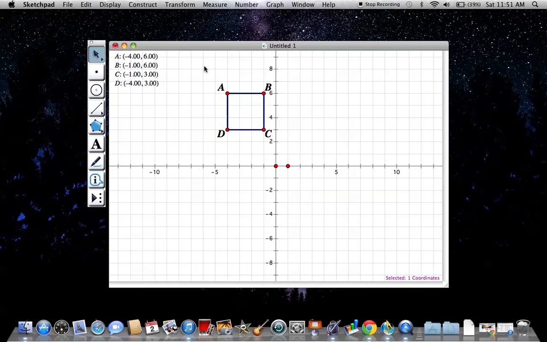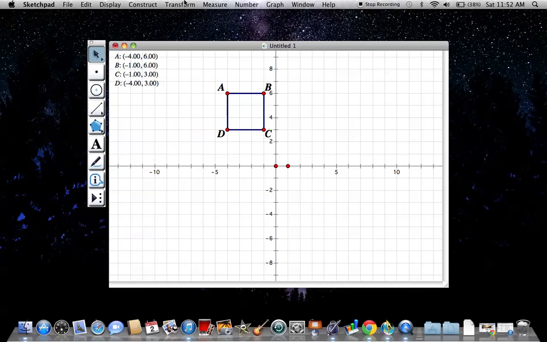Section 7 in Chapter 1 is transformations in a coordinate plane. Some definitions that you need to know are transformation, pre-image and image, translation, reflection, and rotation. First, what is a transformation? A transformation is just a change in position, size, or shape of a figure.